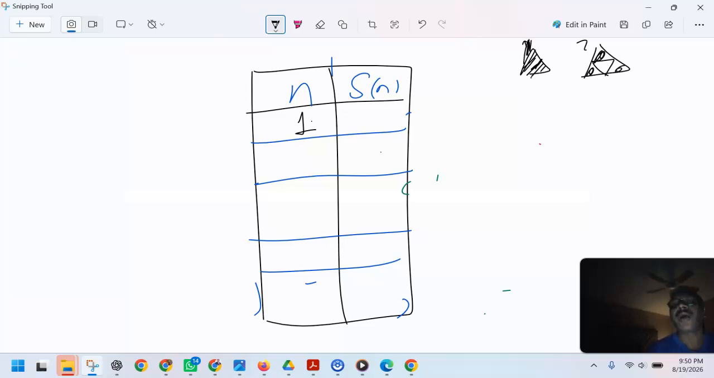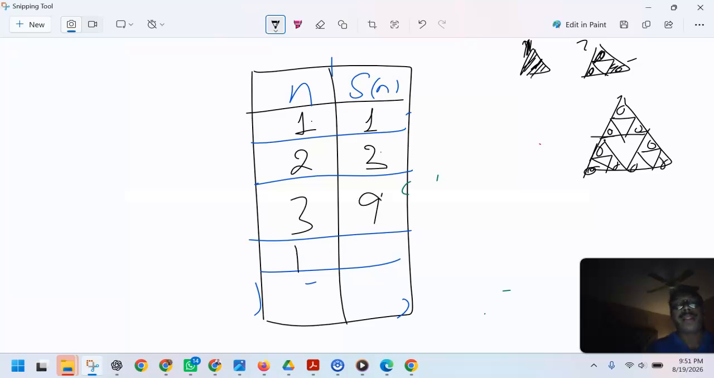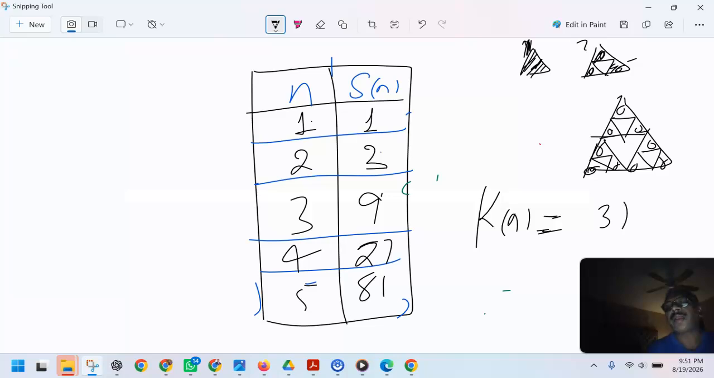So he starts with 1. When it is 1, it is 1. When it is 2, it is 3. If it is 3, like this, you have 1, 2, 3, 4, 5, 6, 7, 8, 9. That's how you have 3 and 9, and like that, you have 27. So the question is, how did Kiran get 3 raised to n minus 1?